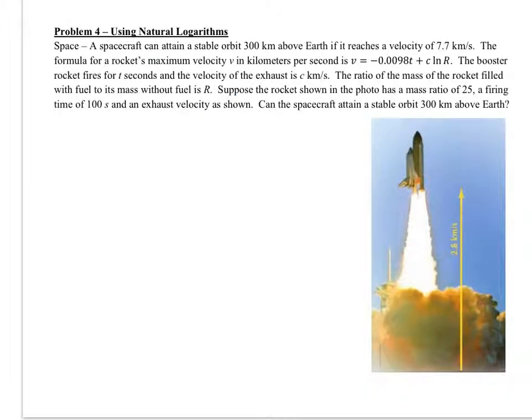So I'm not going to lie, when I see something like this, I get a little overwhelmed. It's like so much reading. But one thing before I actually start reading this, I see an equation. So right away, I'm going to write down V equals negative 0.0098t plus C ln r. And then I'm going to go through to see if I have anything that's actually given to me.